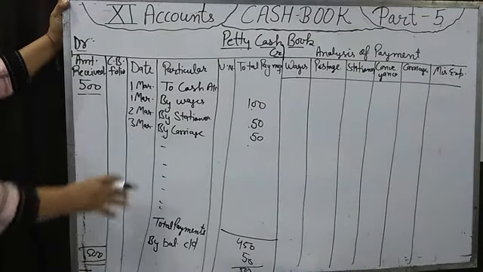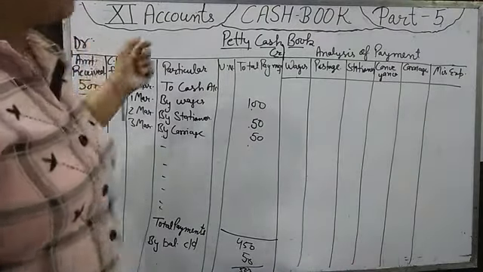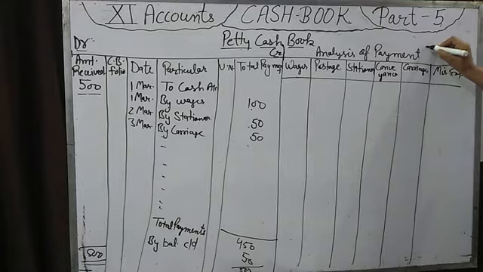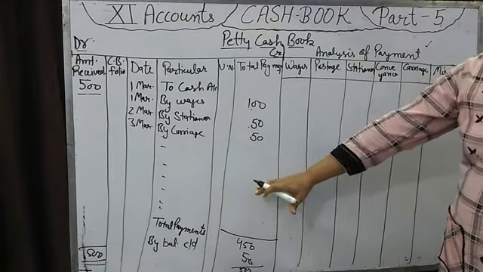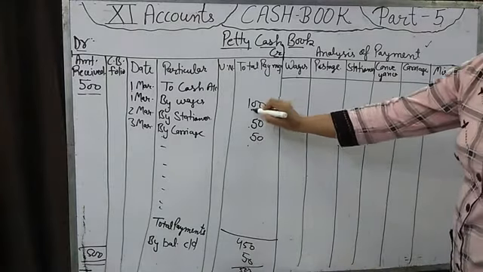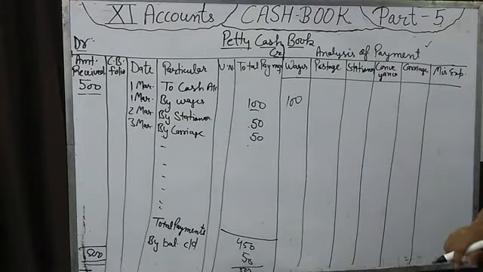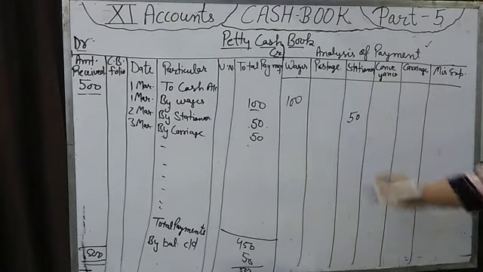Like this we close the petty cash book. Okay. And now what will we write in the second part of the petty cash book? Analysis of the payment. Whichever type of payment we have made, we will write in that column. Like we have paid wages, then we will write 100 in the wages column. We have paid for stationery, then stationery of 50 rupees we will write in the stationery column.